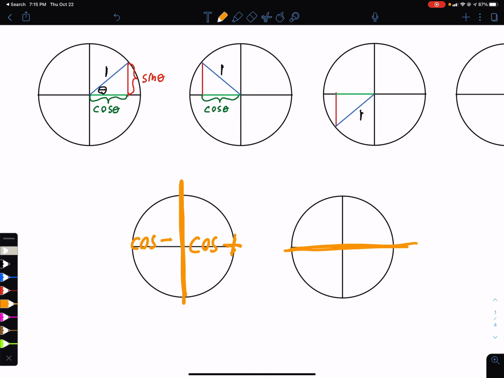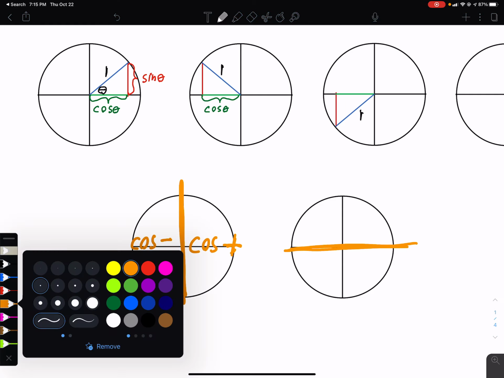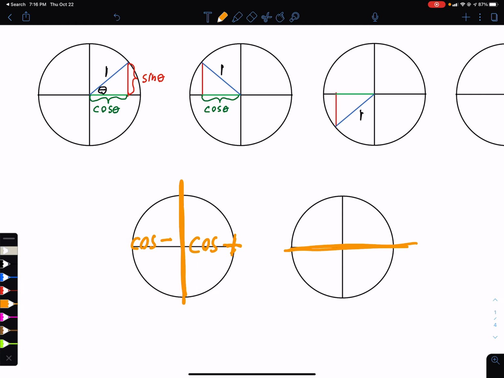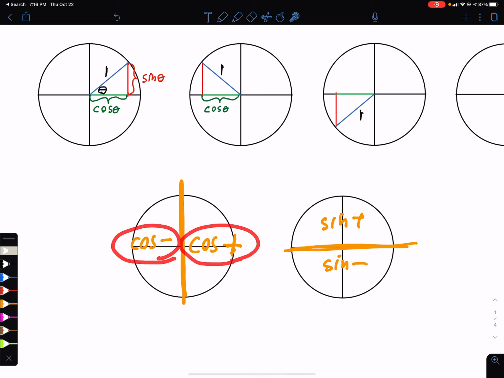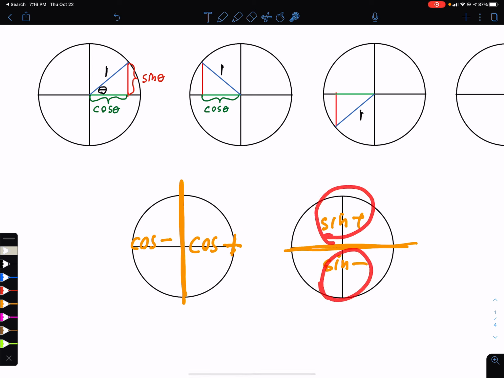Now for the sine, sine is the y-coordinate. Where is the y-coordinate positive? Above the x-axis. So sine is positive on top, and sine is negative below, because again, cosine's the x-coordinate, x positive to the right, x negative left. Sine is the y-coordinate, y positive above, y negative below. So it makes knowing the sign of sine and cosine, positive or negative, very easy.